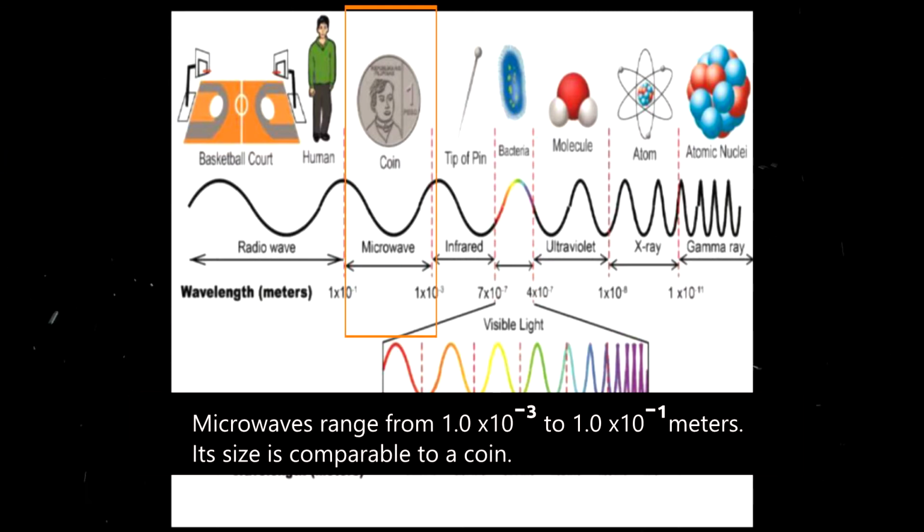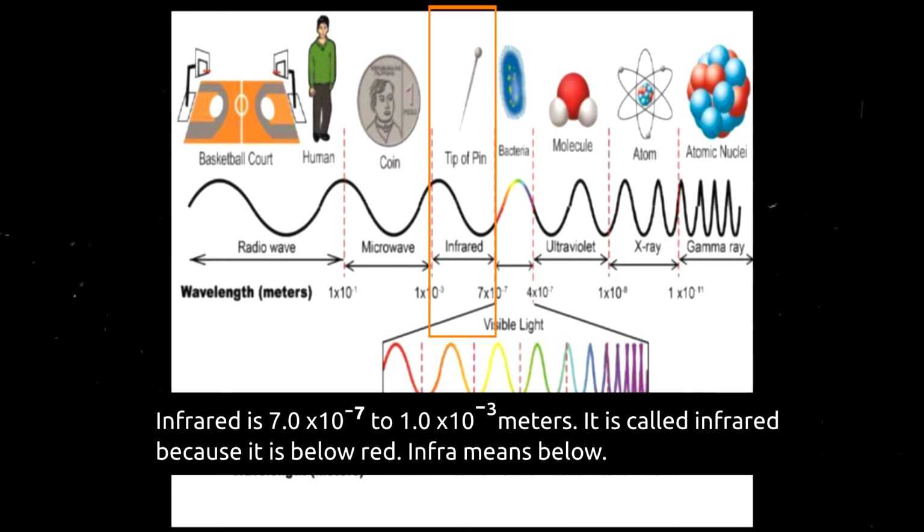Microwaves range from 1 times 10 to the negative 3 to 1 times 10 to the negative 1 meters. Its size is comparable to a coin. Infrared is 7 times 10 to the negative 7 to 1 times 10 to the negative 3 meters. It is called infrared because it is below red. Infra means below. Sir Frederick William Herschel discovered the existence of infrared light by passing sunlight through a glass prism.